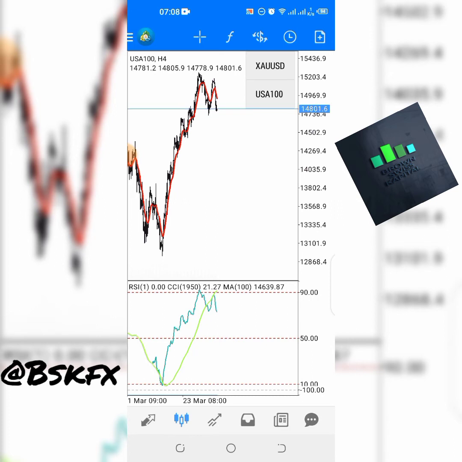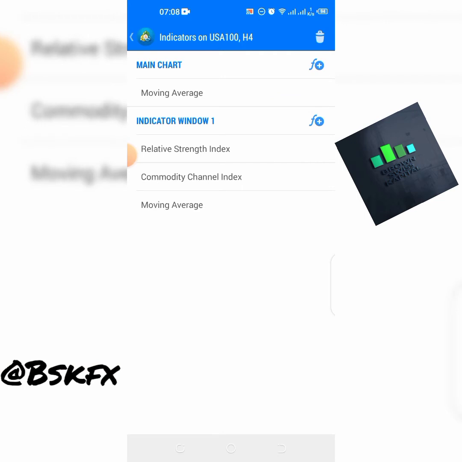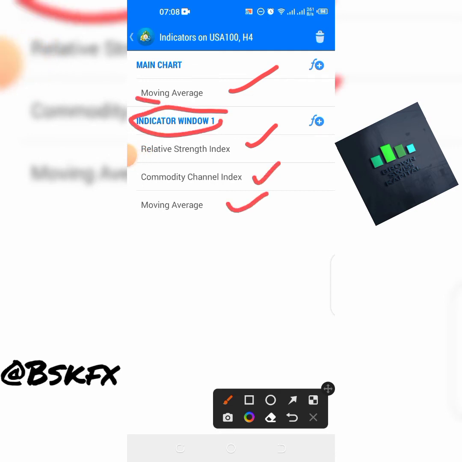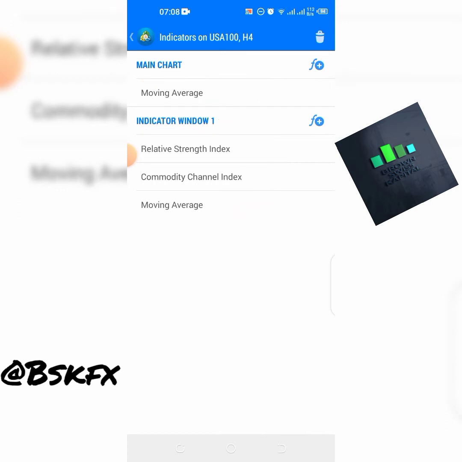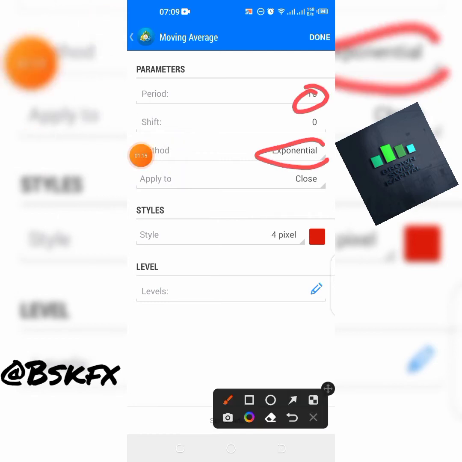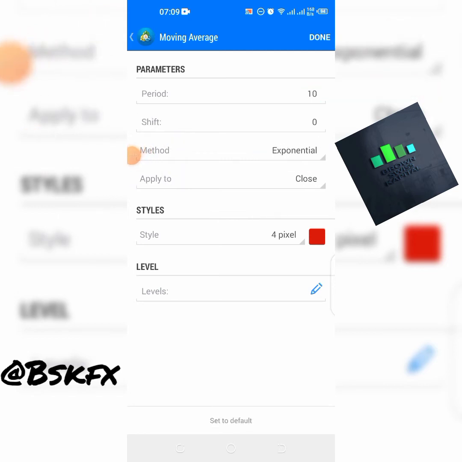So as you know, with this strategy the rules are quite simple. Let me just head over to the indicator list. As you can see, I have about 3 indicators under the indicator window, and on the main chart I have only 1 indicator, so 4 in total. So the moving average settings, 10 is the 10 EMA. Okay, you can just pause the video to get the settings.